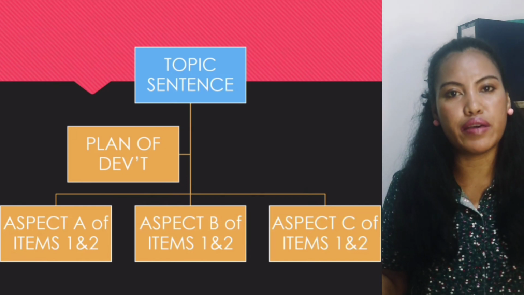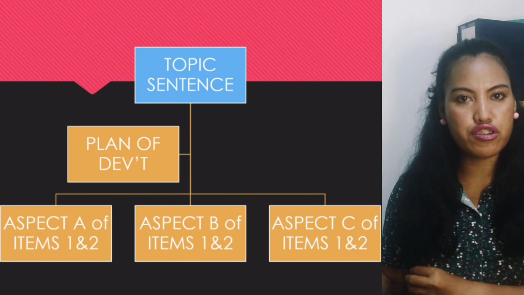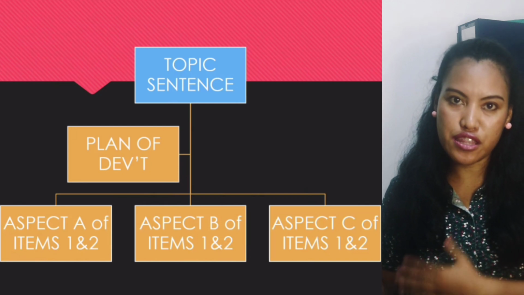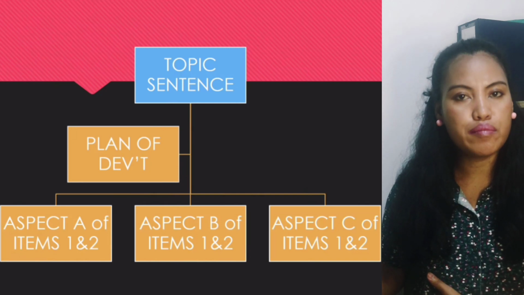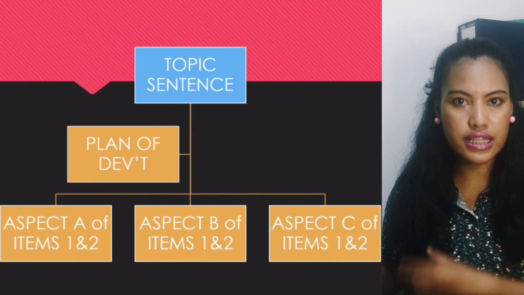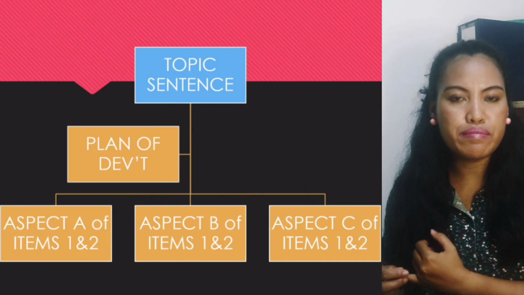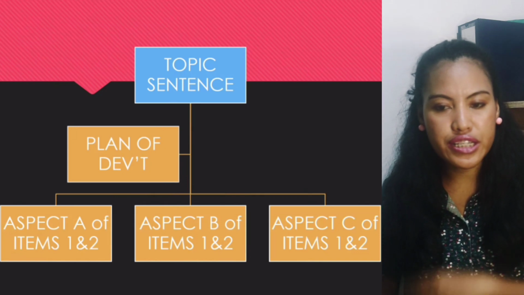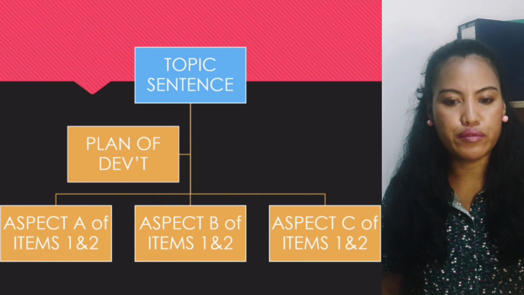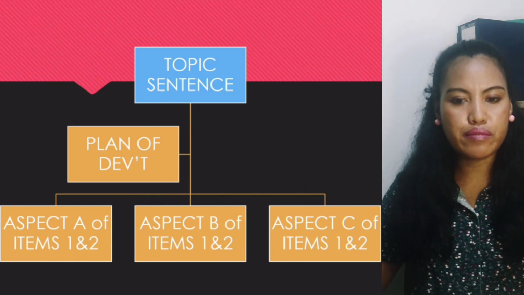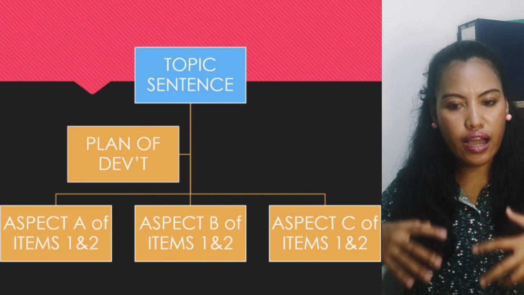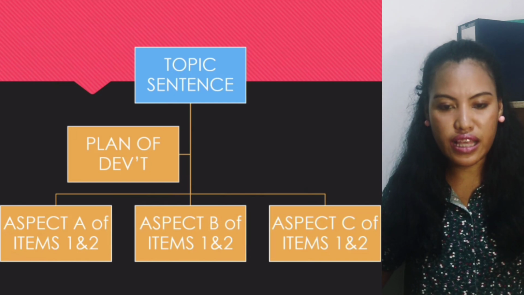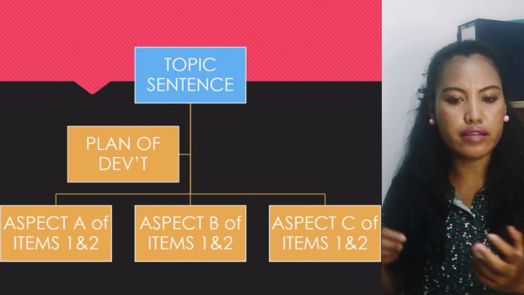The plan of development is the structure or the sequence of what will be discussed in the succeeding paragraphs or sentences. This is the sequence of who will be mentioned first and so on. In our diagram here, after the plan of development, we now go down to the explanation of aspect A of items 1 and 2.